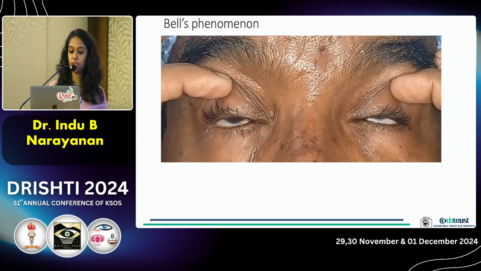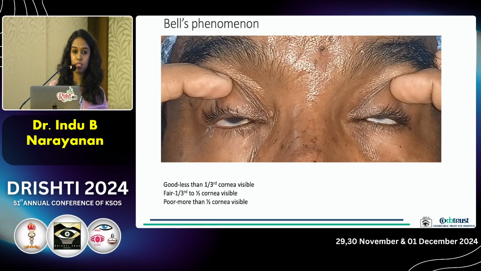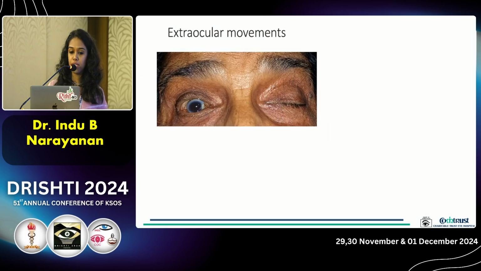Now Bell's phenomenon. How do we check Bell's phenomenon? Ask the patient to forcefully close the lid and look for the excursion of the cornea. If it's less than 1/3 of the cornea, it's good. 1/3 to half the cornea, it's fair, and if more than half of the cornea is visible, it's poor Bell's phenomenon. So why do we do this? This is to assess the risk of exposure keratopathy post-surgery, so you can counsel the patient accordingly.